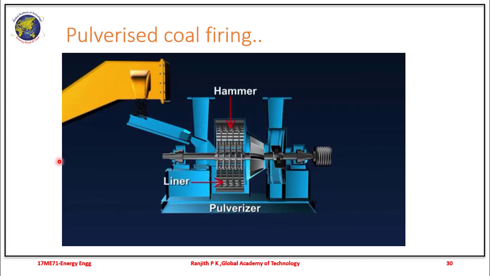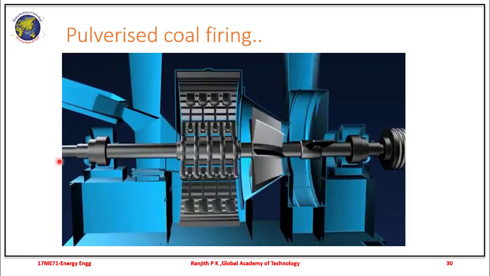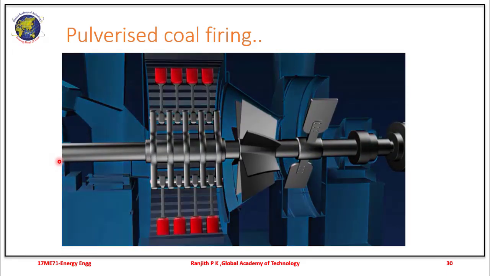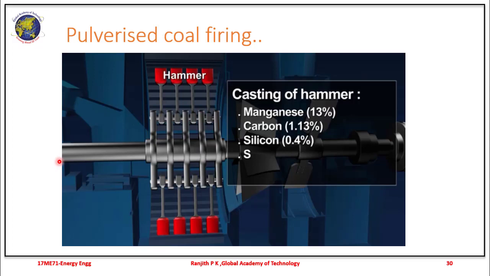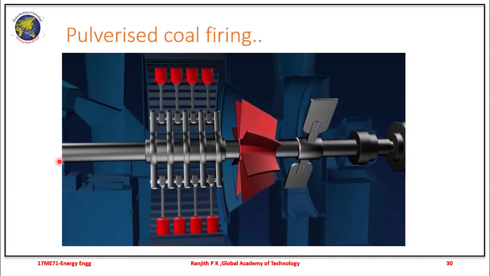The critical components of a pulverizer are a hammer, a mild steel liner, a classifier, and an inbuilt blower. For better and long-lasting quality of the pulverizer, the metallurgy of the hammer should be improved to increase its resistance to wear and tear. The suggested additions to be made while casting the hammer consist of manganese 13%, carbon 1.13%, silicon 0.4%, sulfur 0.003% and phosphorus less than 0.2%.